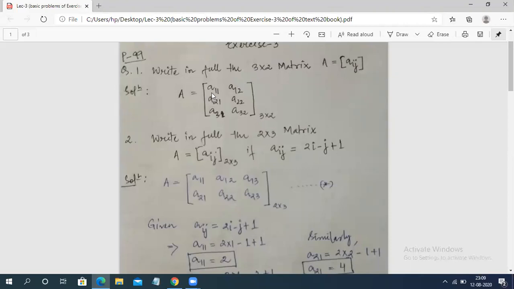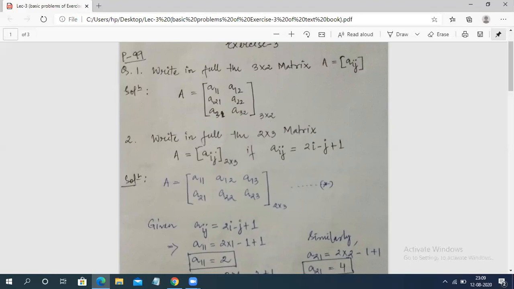That means its elements will be of the form A11, A12. This is the first row. Second row is A21, A22, and third row is A31, A32. So this is the first row, second row, third row. 3 rows, 2 columns. So A11, A21, A31 is the first column. A12, A22, A32 is the second column. So this is a rectangular matrix of order 3 by 2.